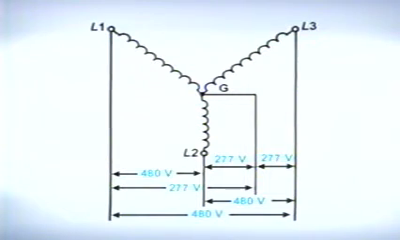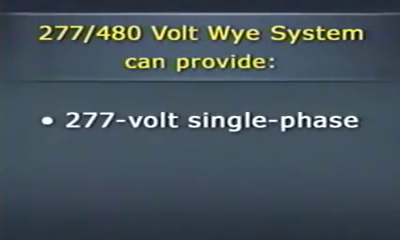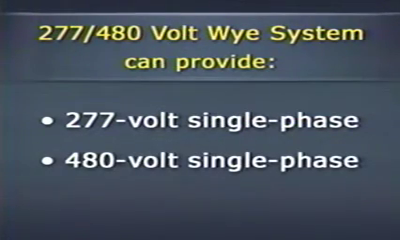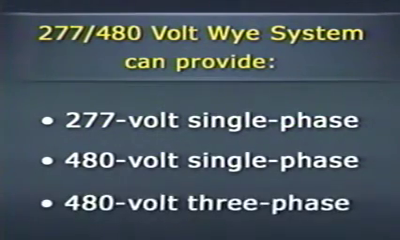The voltage between any two hot legs will be 480 volts. This type of electrical system can provide 277 volt single phase, 480 volt single phase, or 480 volt three-phase power. The 277 volt system is very popular for use in fluorescent lighting circuits.